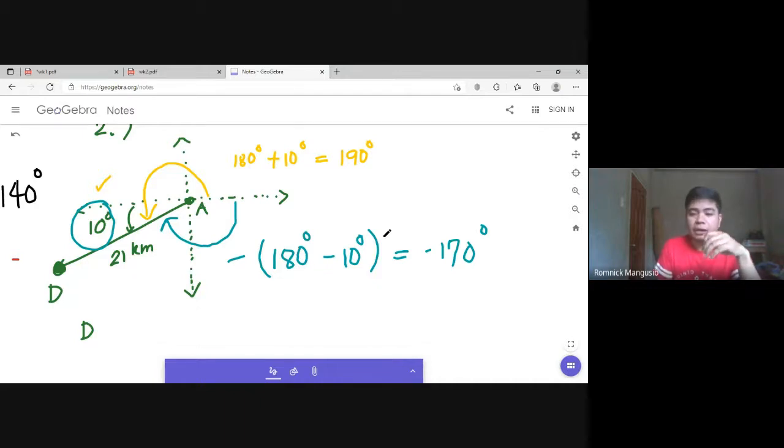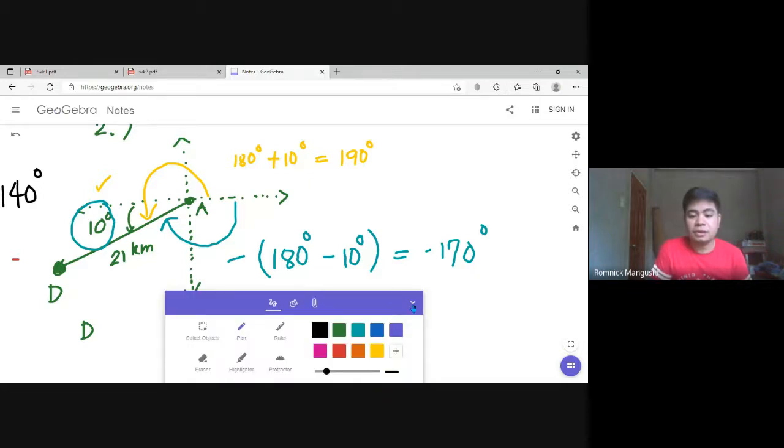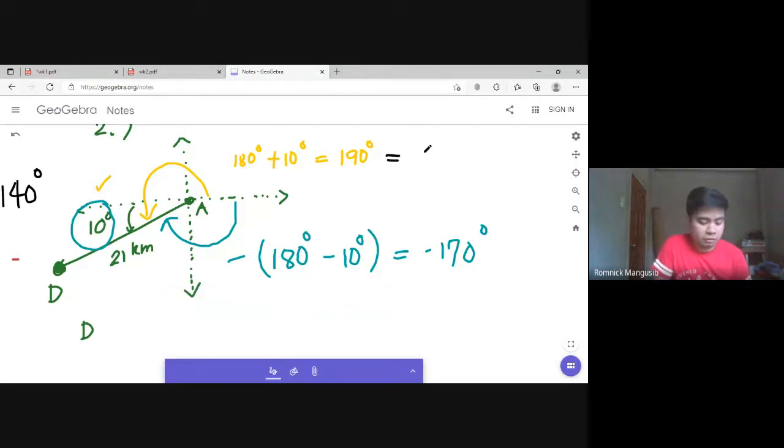Okay? And why do we get this? Why do we need to get this? Because we are focusing on the standard position. The next thing you need to do is to convert these two angles into radians. So we have 190. Lowest term lang kayo, 190 divided by 180. Lowest term is 19 over 18. So it means to say this is equal to 19 pi over 18.